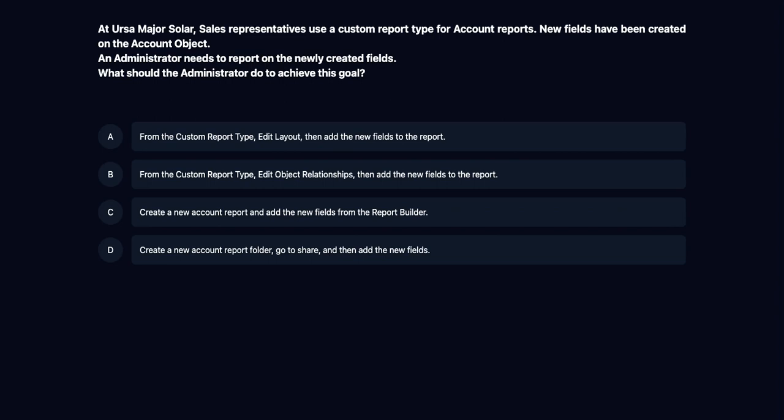A. From the custom report type, edit layout, then add the new fields to the report. B. From the custom report type, edit object relationships, then add the new fields to the report. C. Create a new account report and add the new fields from the report builder. D. Create a new account report folder, go to Share, and then add the new fields.